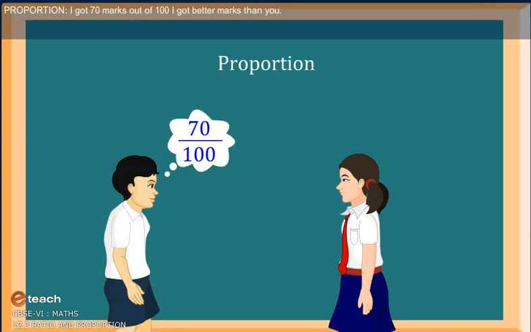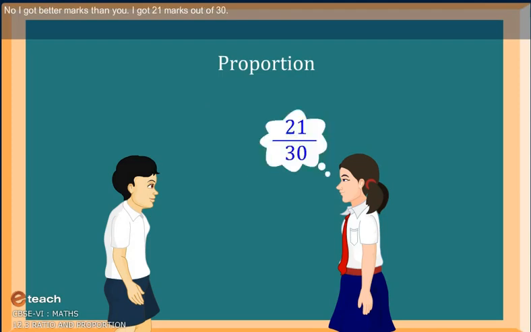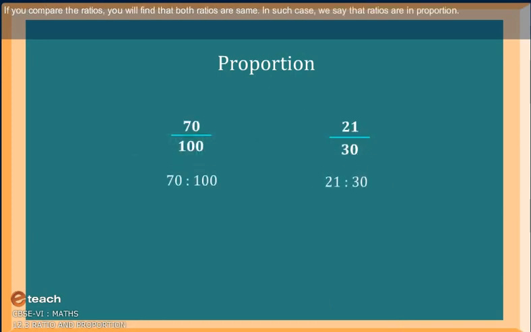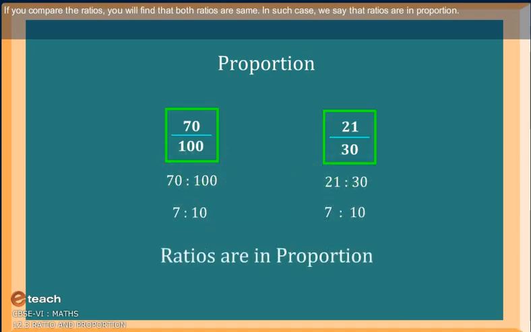Proportion. I got 70 marks out of 100. I got better marks than you. No, I got better marks than you. I got 21 marks out of 30. If you compare the ratios, you will find that both ratios are same. In such case, we say that ratios are in proportion.